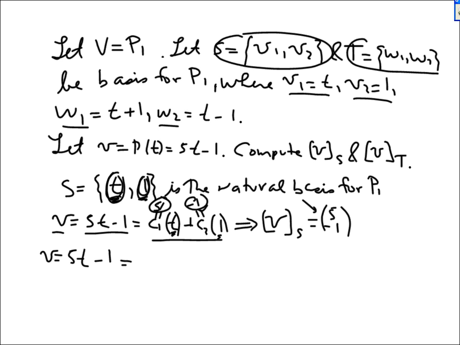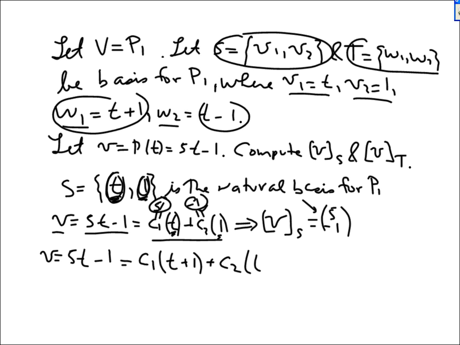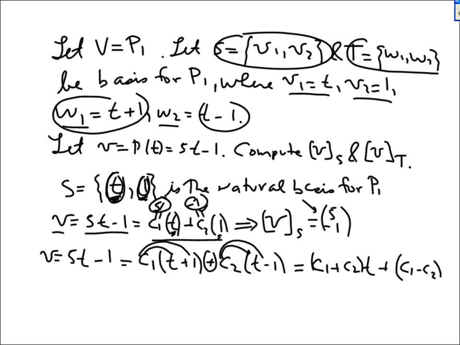Now I want to write 5t minus 1 as some multiple of W1, which is t plus 1, plus a multiple of W2, which is t minus 1. Now if I combine like terms, I have C1t plus C2t. That is, I have C1 plus C2 t's, plus I have C1 minus C2. That's my scalar. I equate coefficients.